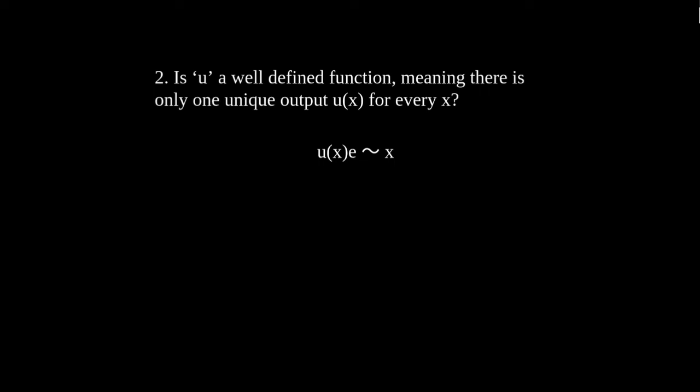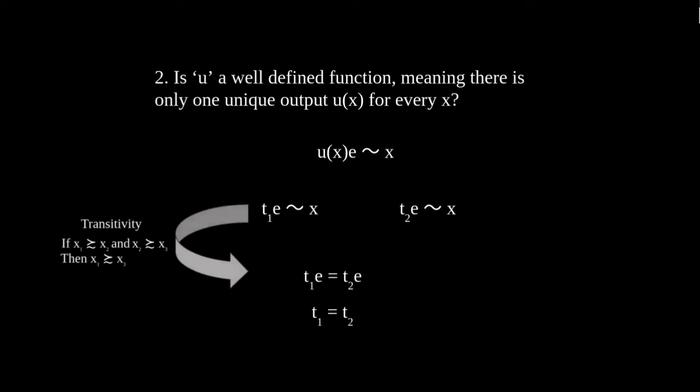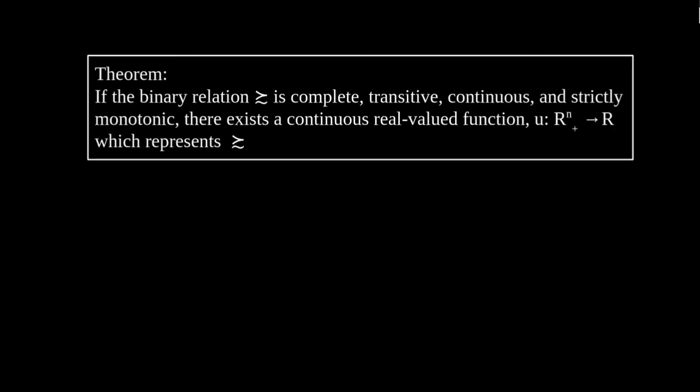To show that the function U is a well-defined function, we'll use the axiom of transitivity. Ux can be expressed as T1 and T2. Using transitivity, T1E and T2E are indifferent to X. Then T1E and T2E are also indifferent, and thus T1 equals T2. Ux is a well-defined function.